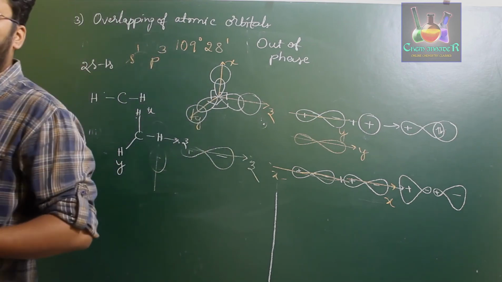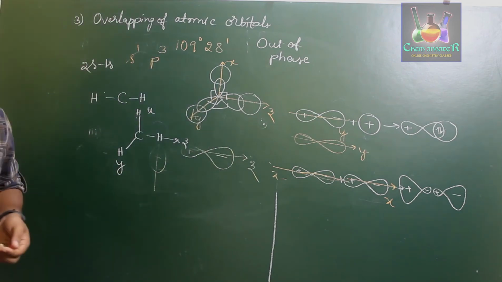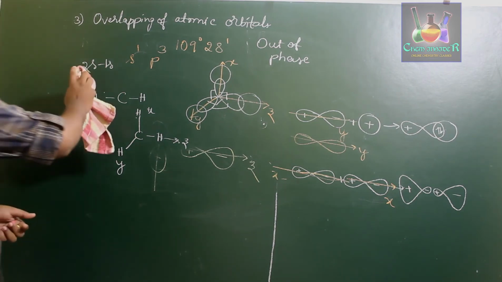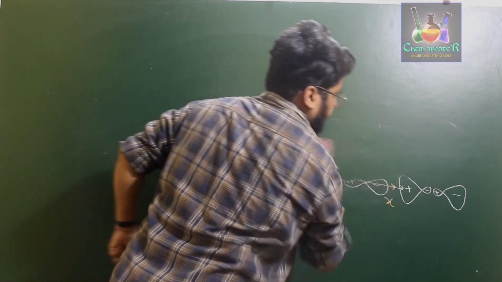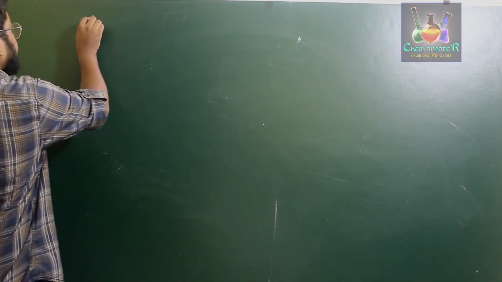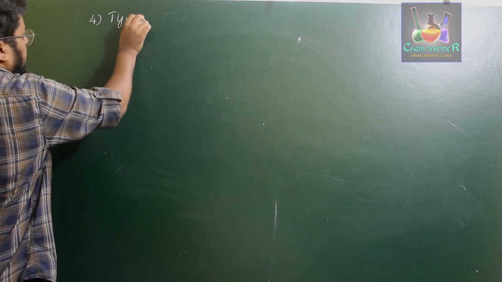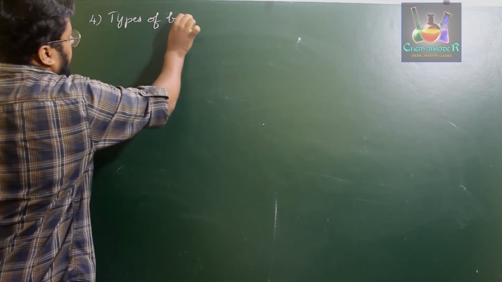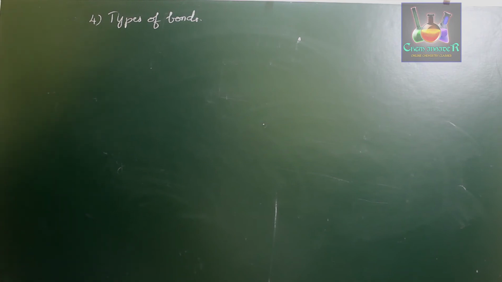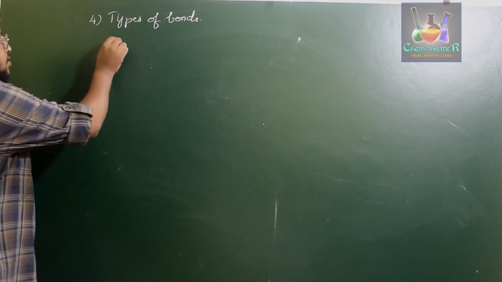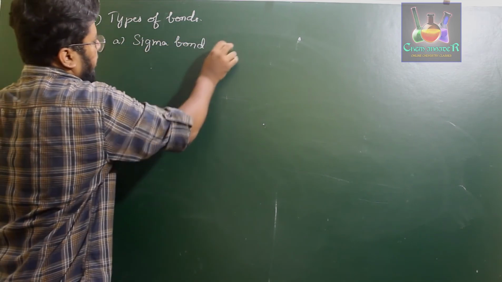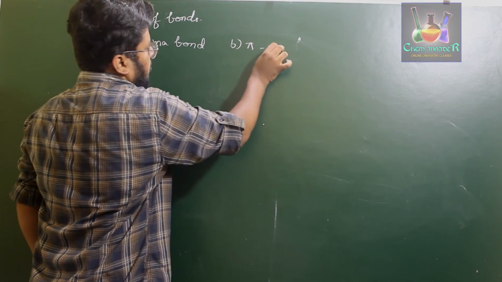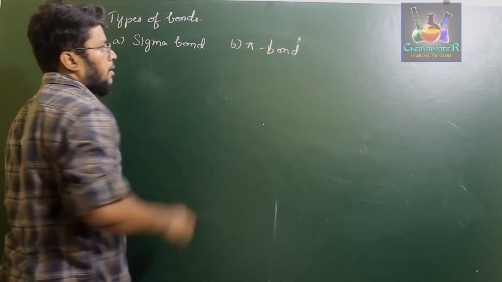Now, the types of overlapping, or the types of bonds resulting from the overlapping. Next is the fourth point: types of bonds formed. Types of bonds resulting from the different types of overlapping. So there are two types of bonds which can be formed. One is a sigma bond, and the other one is a pi bond.